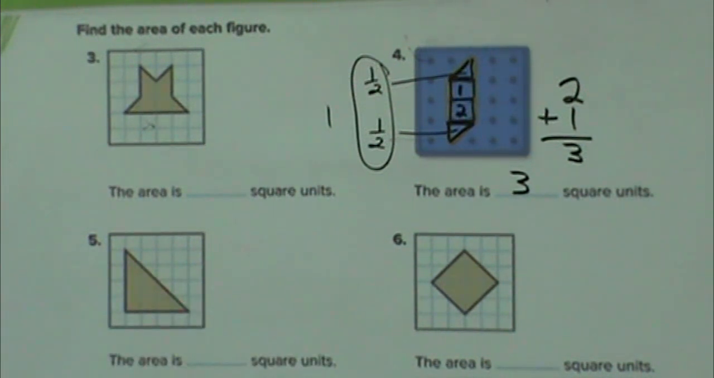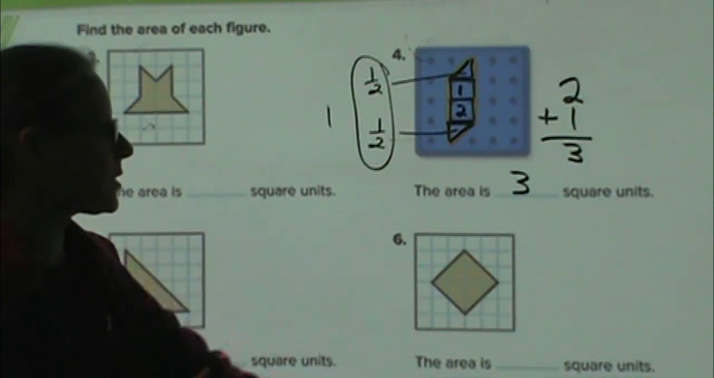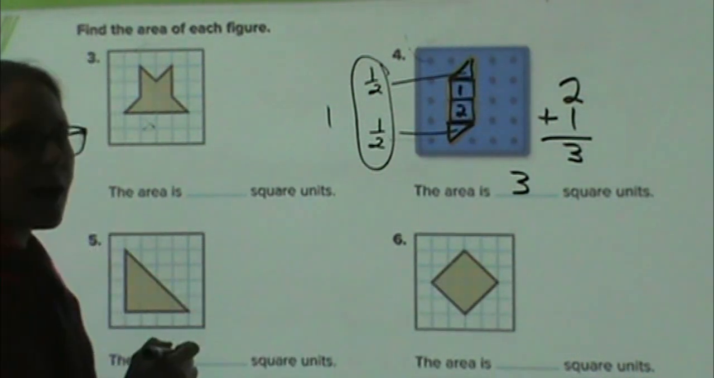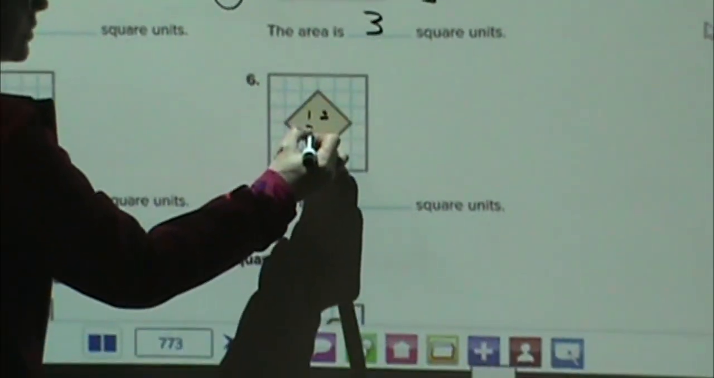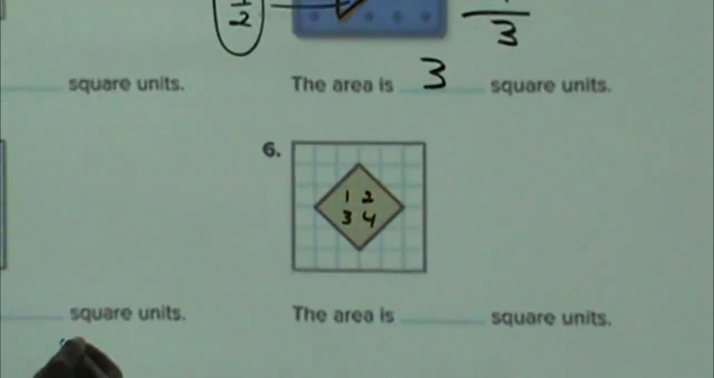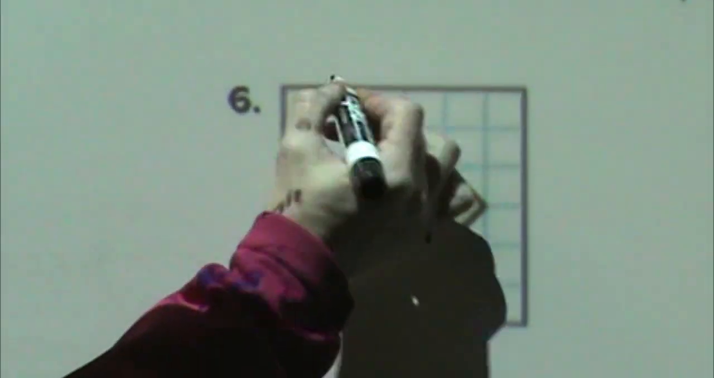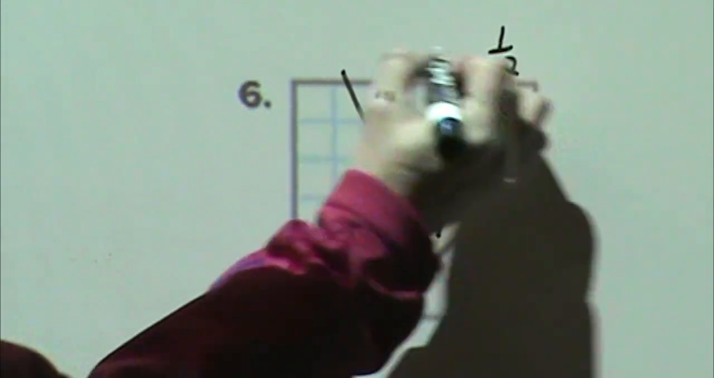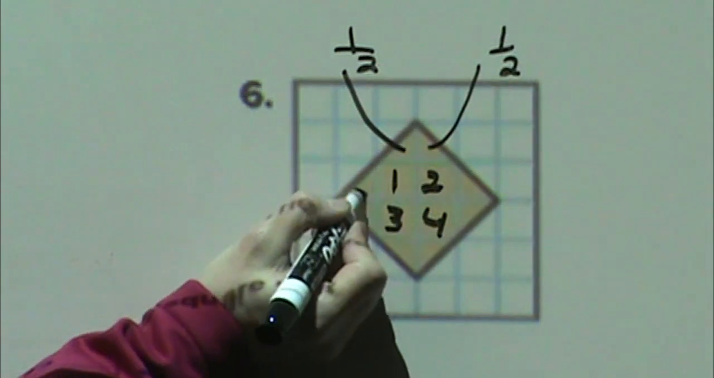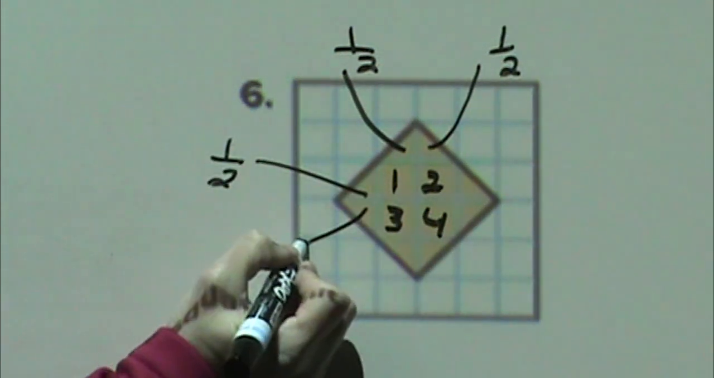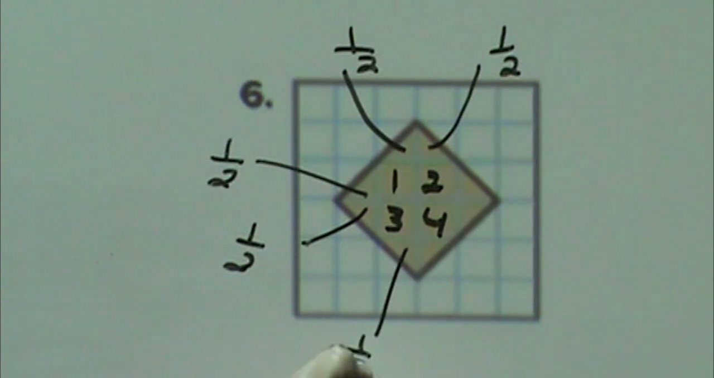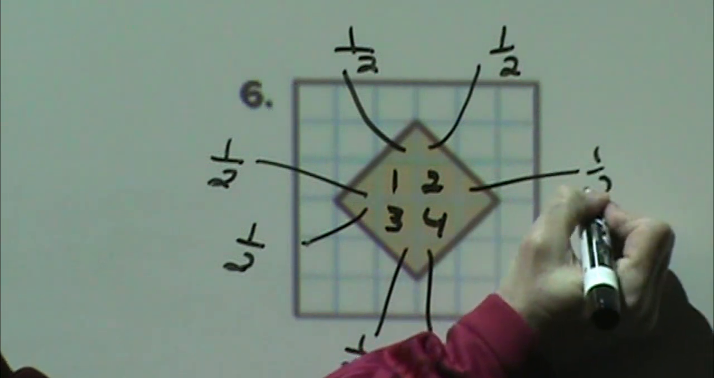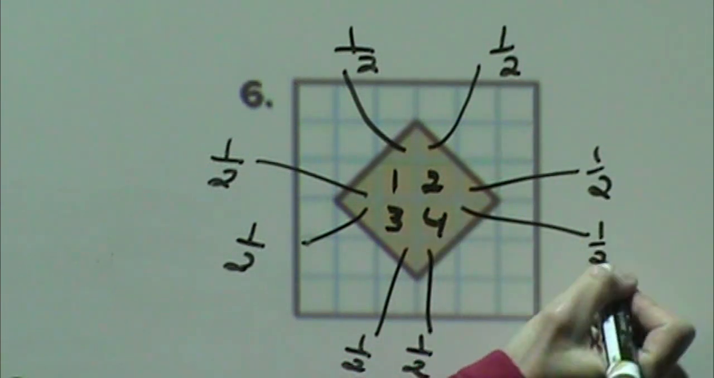Let's go for number 6. The area is blank square units. I'm going to count my wholes first. 1, 2, 3, 4. And then I'm going to pull out my halves. 1 half, 1 half, 1 half, 1 half, 1 half, 1 half, 1 half, 1 half.